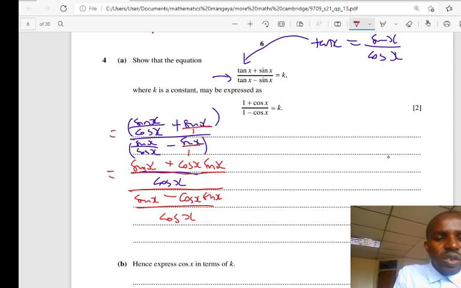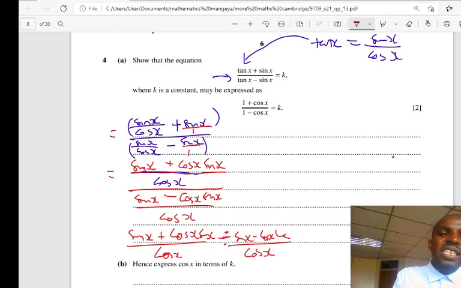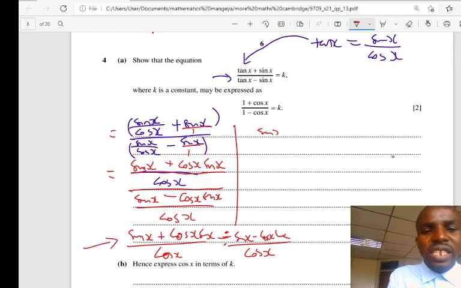This one equals, then you can say sin x plus cos x sin x over cos x, divided by sin x minus cos x sin x over cos x, to make it easier to simplify. Then after that, introduce a multiplication, then invert, right? Also, can you be factorizing this one? You can factorize this one, sin x, then cos x.